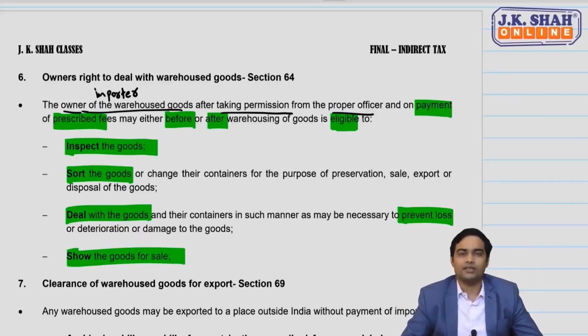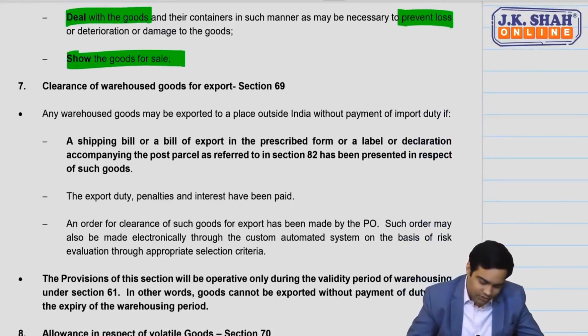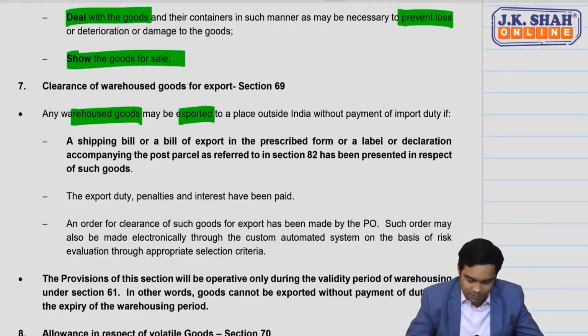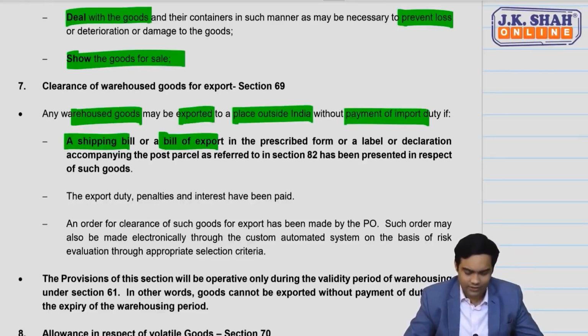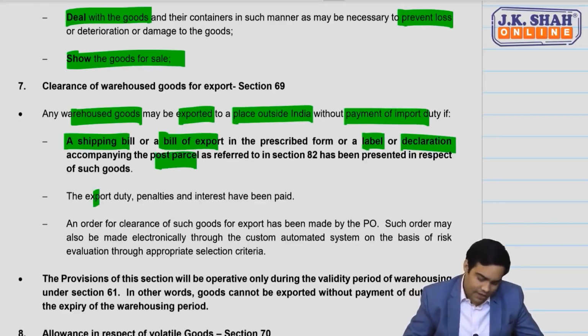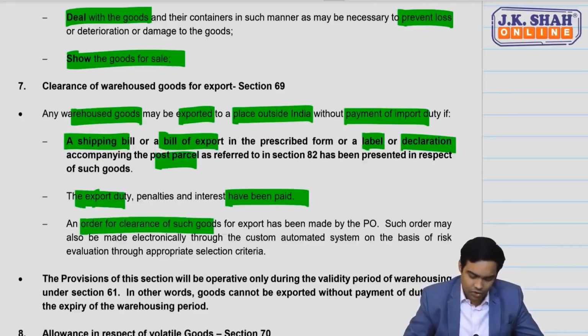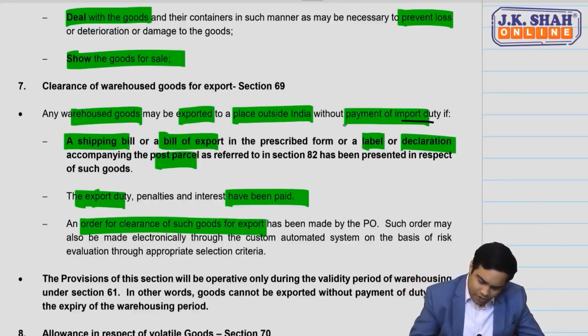Earlier, many years back, there was a power available to take samples, but now that's not there. Then clearance of warehoused goods for exports. Any warehoused goods may be exported to a place outside India without payment of import duty. If a shipping bill or a bill of export is filed, and if you are sending through post, then a label or declaration with the post parcel, export duty if any has been paid, and order for clearance of export is received from the proper officer. So either you can clear it for home consumption or you can export it as well. Then if you export it, import duty will not apply. Correct?